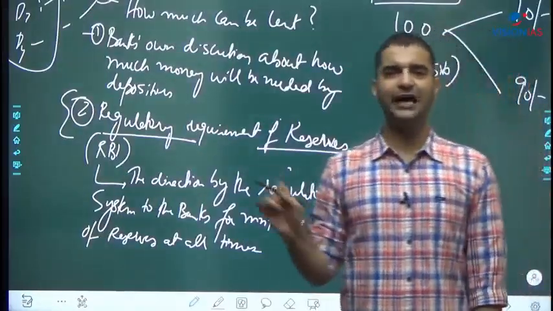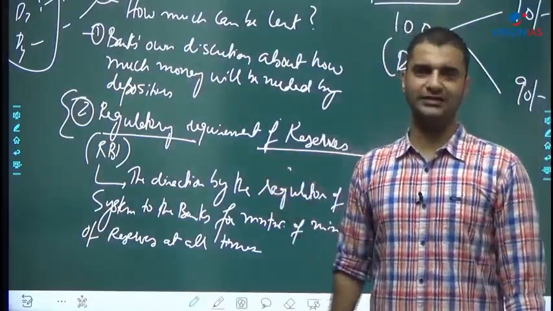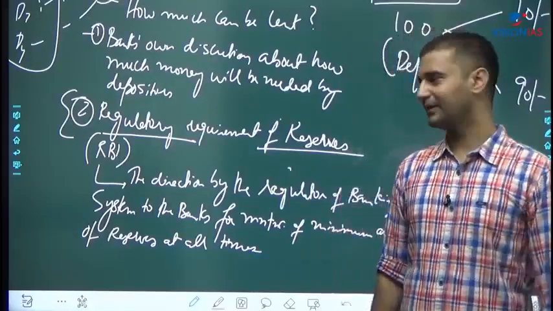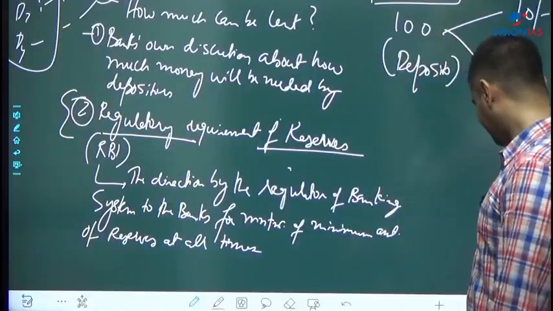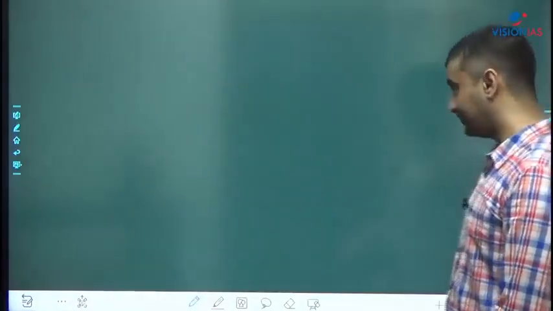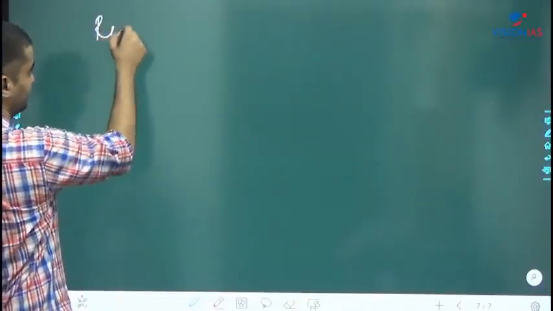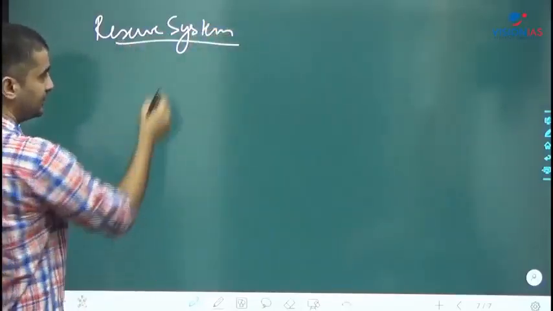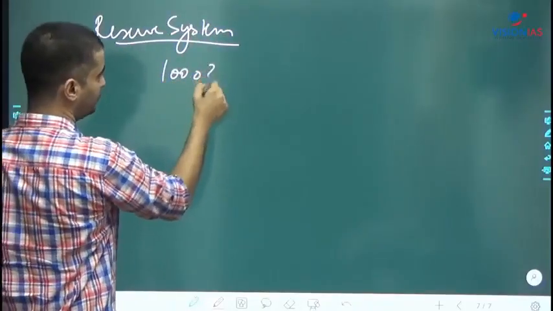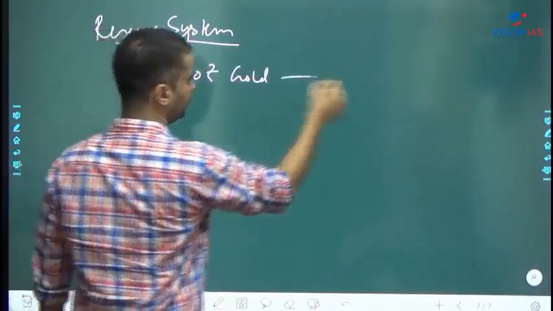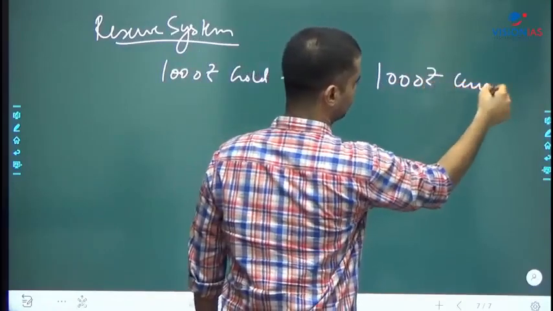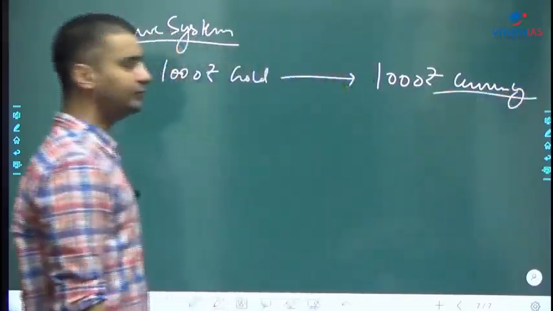So short answer, RBI doesn't do anything with those reserves. Short answer is this. Long answer is that RBI does something. कुछ करता है RBI. We have discussed the reserve system. हमने reserve system discuss किया है. You should know this, but the thing I'm going to tell you. We know the reserve system. Reserve system is what? Reserve system is that 1000 rupees of gold will be bought for 1000 rupees of currency. Fine. This is what a reserve system is.